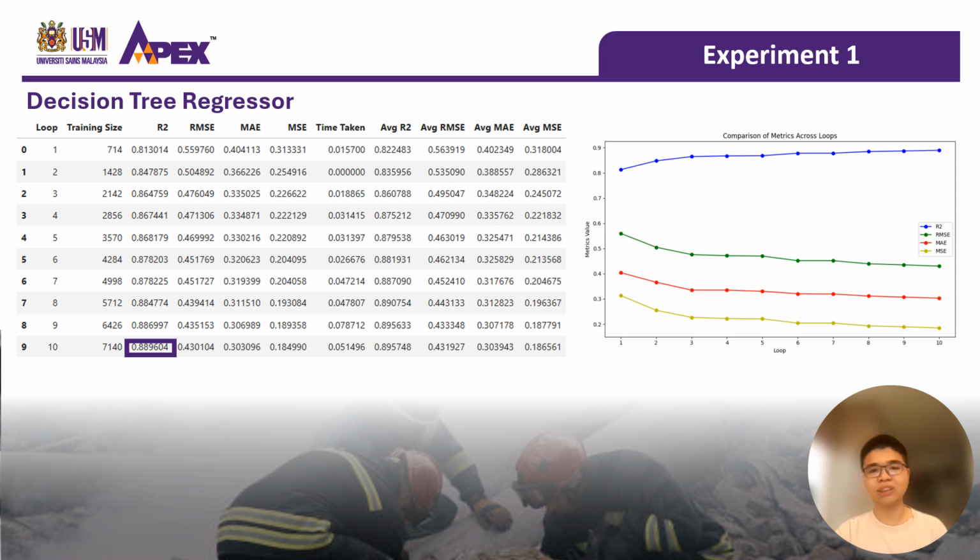On the right, the chart is the visualization of the table results. From the table summary, we can clearly see that the R2 score increases when the training sample set is increased. Additionally, RMSE, MAE, and MSE decrease. The result indicates that using more training data significantly improves the performance of experiment 1. When the training set reached 100%, the R2 score achieved the highest value, which is 0.8896.